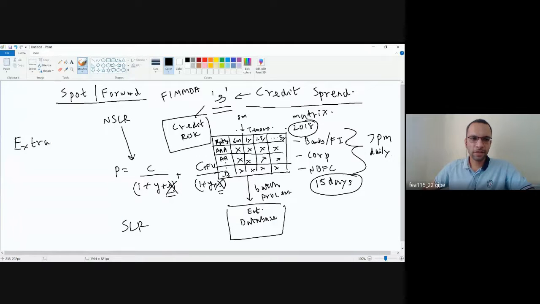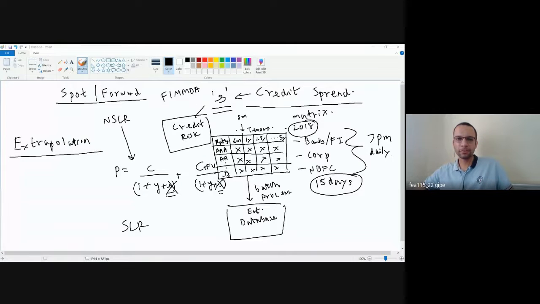So have you guys done extrapolation before? Or do you do extrapolation often? Or maybe firstly, what is extrapolation? So have you heard the term along with interpolation? Okay, so extrapolation is basically trying to estimate something which is beyond your terminal point.